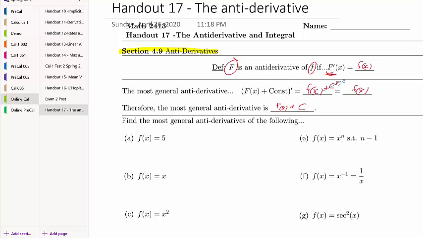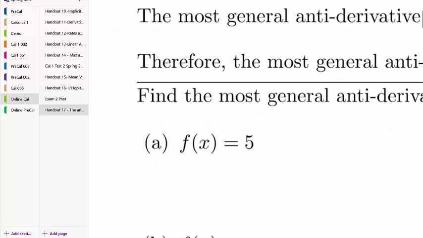So we're working backwards with our derivative rules. We look at a function and we ask, what do we have to take the derivative of to get that function? So let's look at a for a second. What did I have to take the derivative of to get 5? Well, the answer is quite simply 5x. Because if I take the derivative of 5x, I get 5.